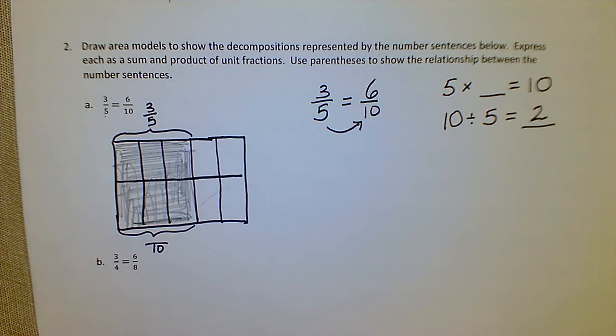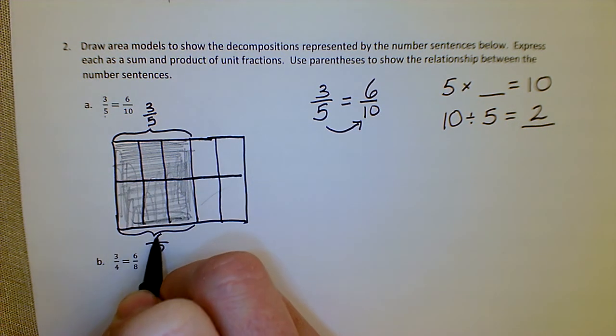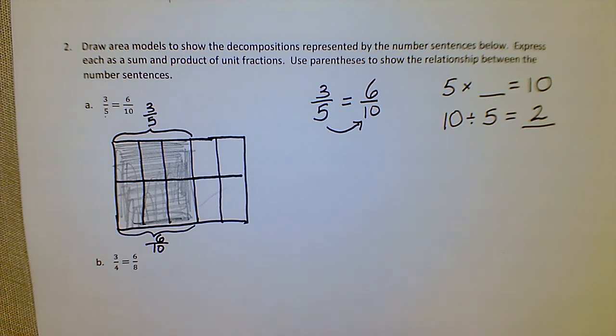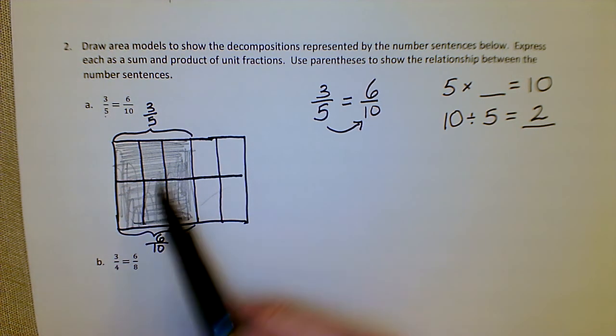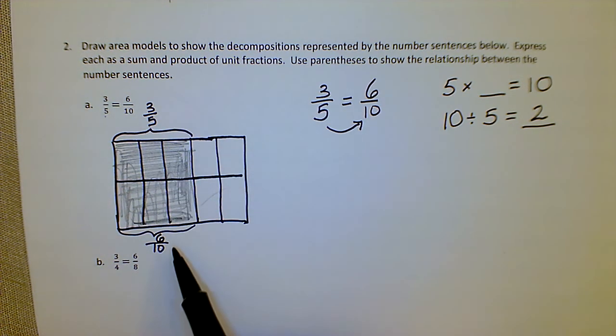Trying not to go in the way of that problem. And my new numerator, so the number of pieces I have, the number of shaded pieces, is 1, 2, 3, 4, 5, 6. So now I have 6 tenths. So now I have just modeled that 3/5 is equal or equivalent to 6 tenths.